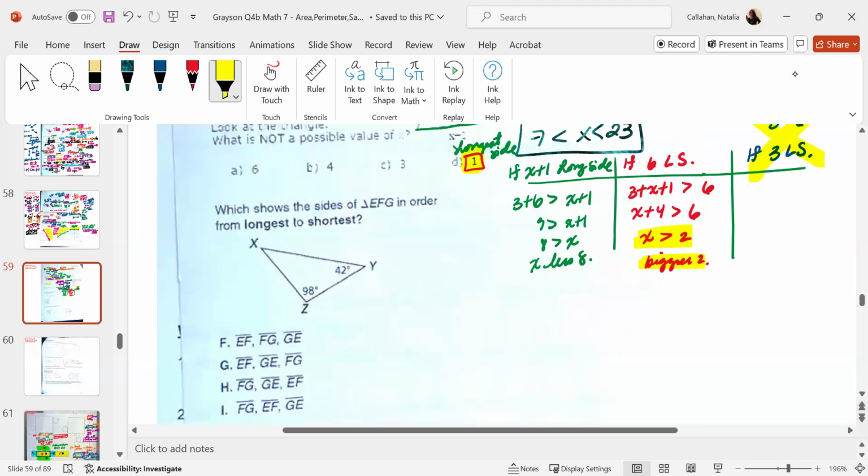Which shows the sides of triangles EF, but that's not EFG. Do you see that? Yeah. So would you ask for that? Yeah.